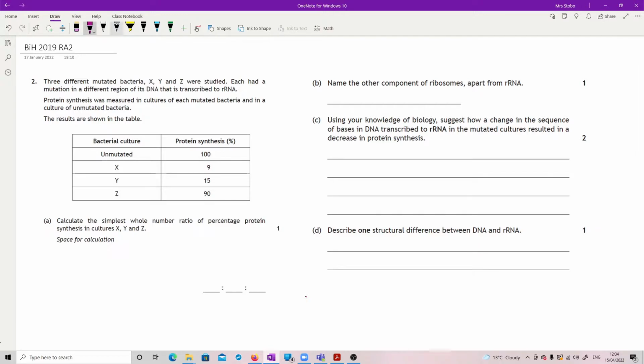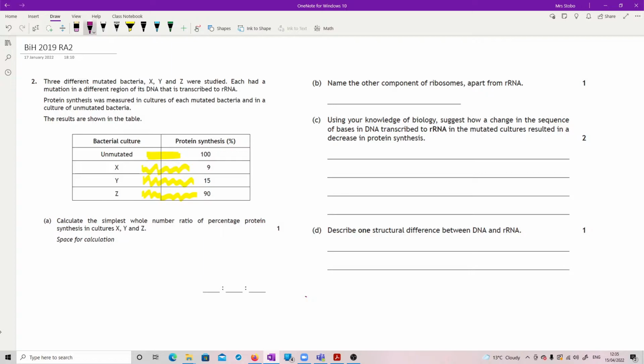Okay, so for unmutated, you get 100% of the protein synthesis. Your mutated ones don't do fabulously well. Certainly X has a really hard time if it only gets 9% of its protein synthesis occurring. Y is 15%, and Z is not doing quite so badly, but still 90%, so it's still going to drop. Calculate the simplest whole number ratio percentage protein synthesis in cultures X, Y, and Z.